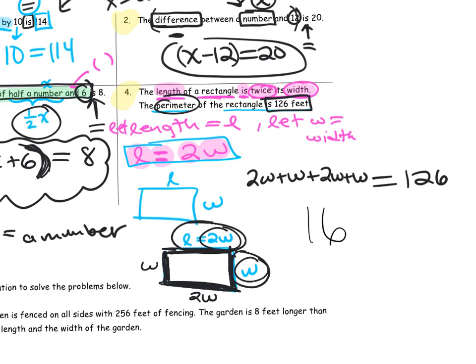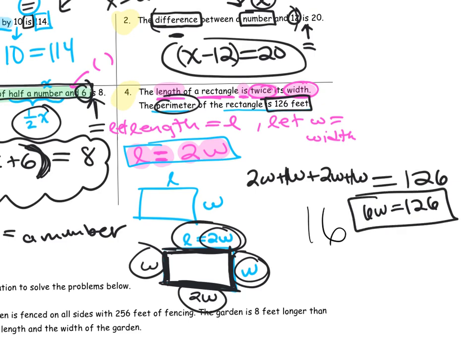That all came from here. We can simplify that. 2 plus 2 is 4. 4 plus 1 is 5. 5 plus another 1 is 6. So I have 6W equals 126. That's what my equation would look like.